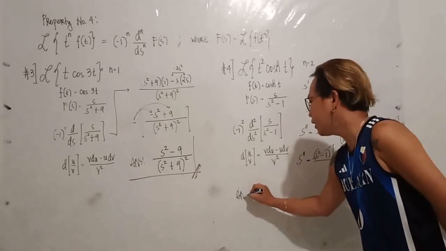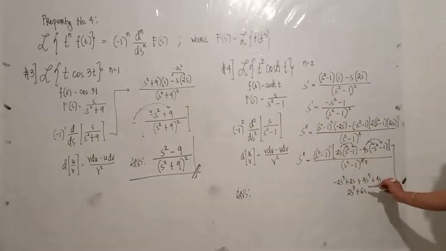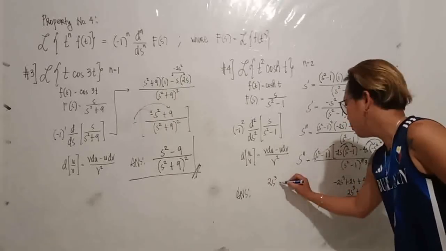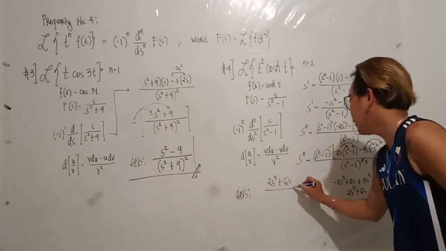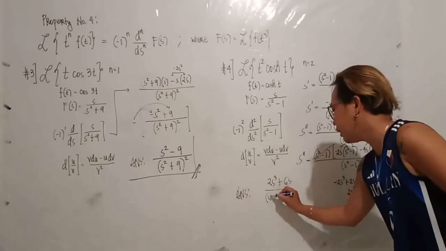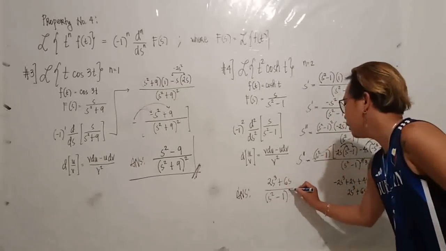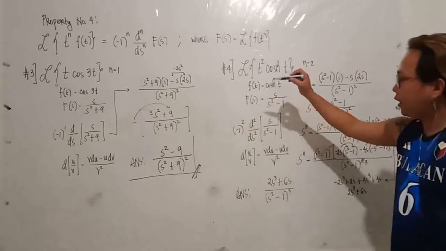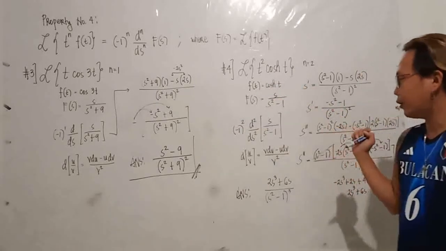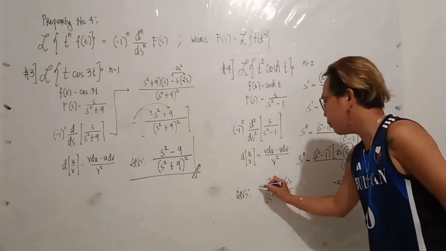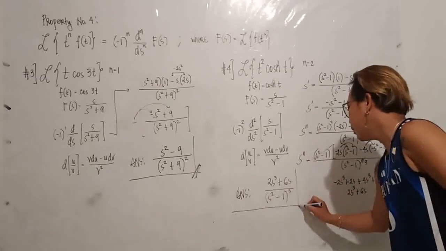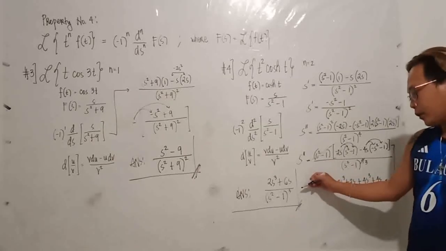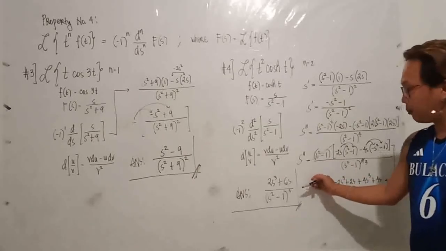So for the final answer of this problem, the numerator is 2s cubed plus 6s over the denominator, which is s squared minus 1 cubed. Then apply this area, that is negative 1 squared, so positive 1 again. You will have positive here. So the final answer is 2s cubed plus 6s over s squared minus 1 cubed.